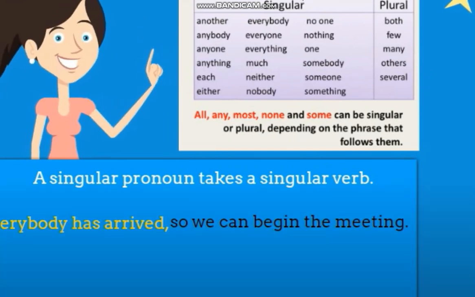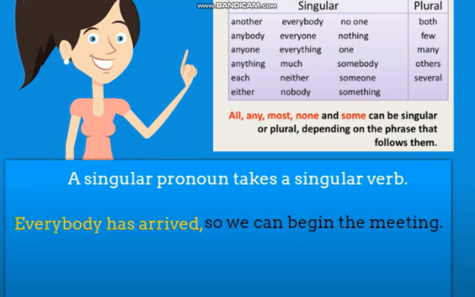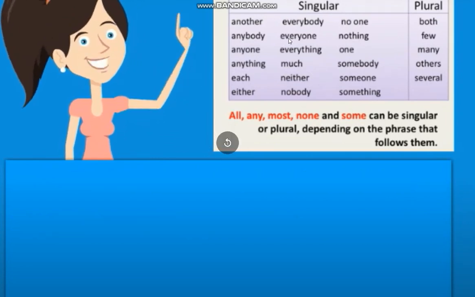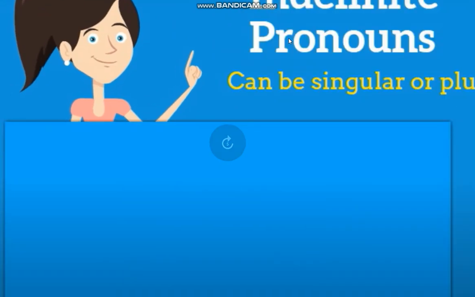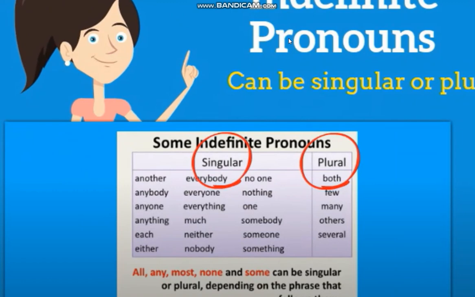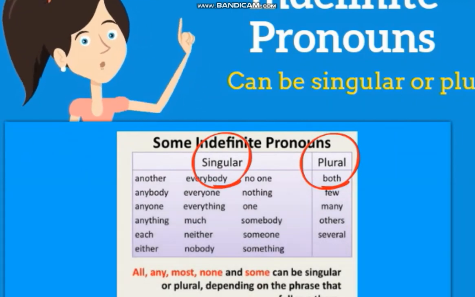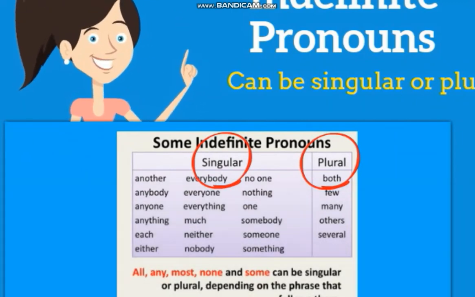Look, students, everybody has arrived, so we can begin the meeting. I'll repeat the entire thing for you again, students. Listen carefully. A singular pronoun often ends in one or thing, and plurals don't. Some indefinite pronouns are singular, and some are plural, as you see on the chart. The singular indefinite pronoun often ends in one or thing, and plurals don't.